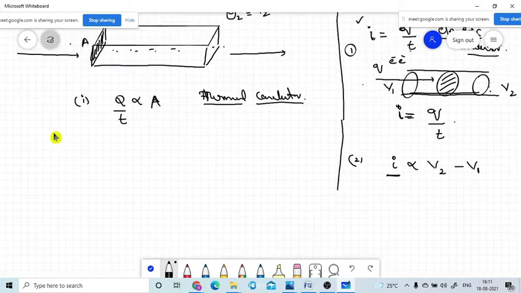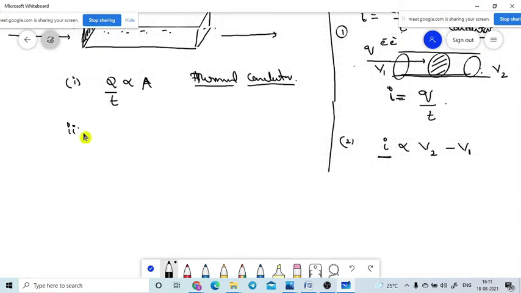In a similar manner, the thermal current Q by T is directly proportional to the temperature difference across the two ends of the material. I need to take care about this temperature difference. Which one is the higher temperature? Here T1 is more, so it is T1 minus T2, the higher temperature value minus the lower temperature value.